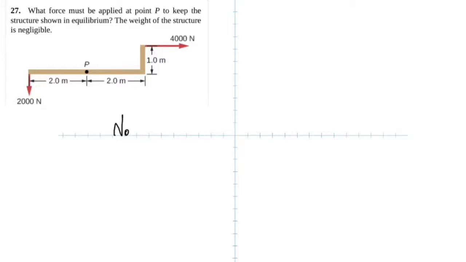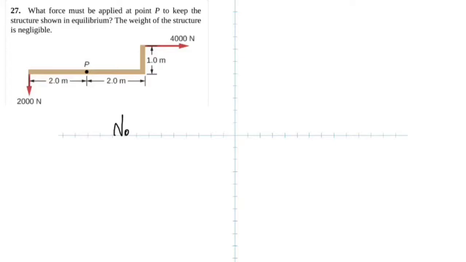This is an interesting question. You have the setup here, you have 4,000 newtons here, and then 2,000 newtons here. And the question is, what force must be applied at this point P to keep the structure in equilibrium? If you look at this, you see that this creates a counterclockwise torque about the point P, and this one creates a clockwise torque. The clockwise torque is going to be 4,000 times 1. Counterclockwise is going to be 2,000 times 2, which is equal.